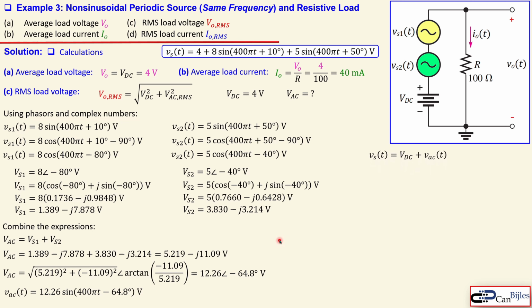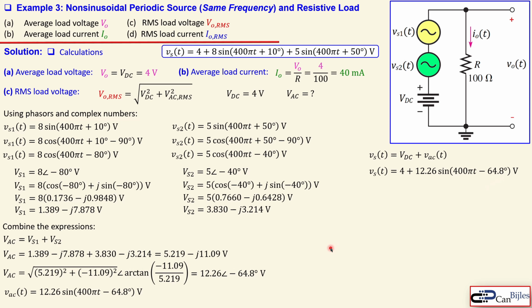Now we need to add them up. We know that the full input voltage, the source voltage, will be the DC part plus the AC part. The DC part is just 4, and the AC part is here. That is actually what we just determined. So we go from the phasors to time domain, and now we have it here.